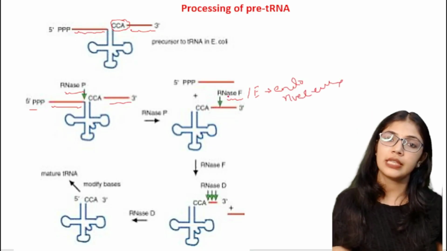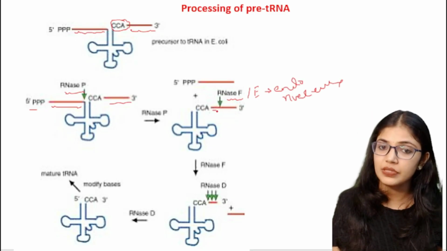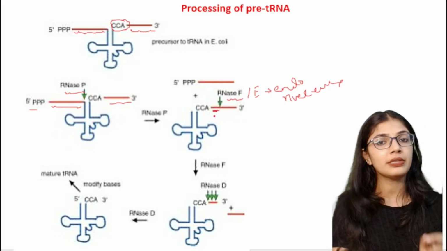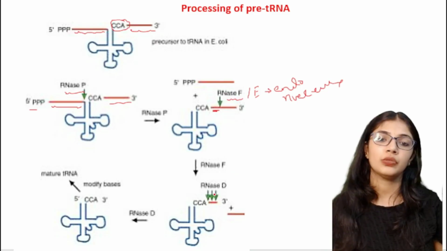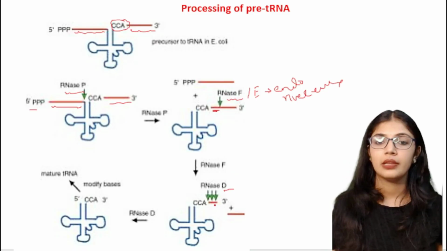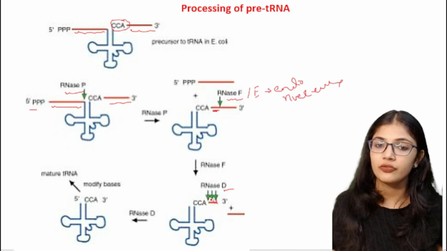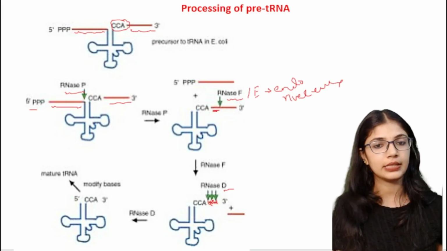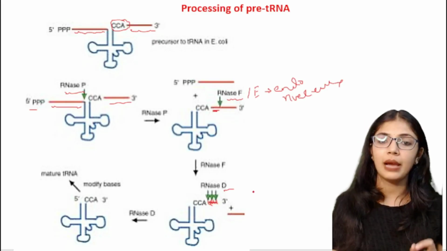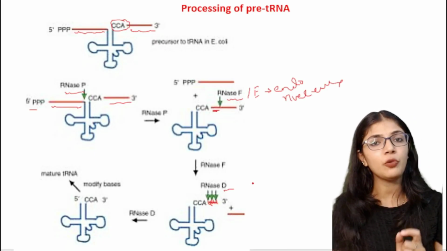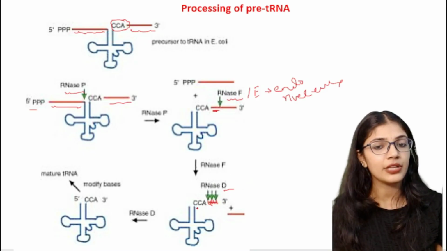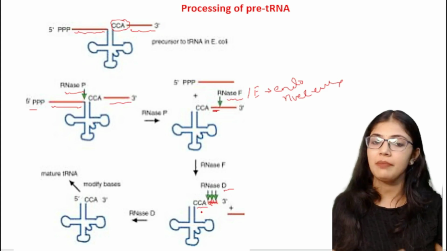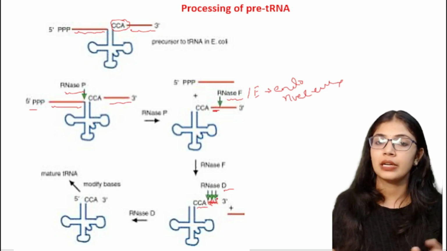After the endonuclease works, it leaves some sequences near the 3' end. These are removed by another nuclease known as RNase D. What does this RNase D do? It trims these nucleotides. Okay. Then by the use of ribonucleotide transferase, there is some modification. That means there is addition of the CCA group in the 3' end, where the amino acid comes and binds.